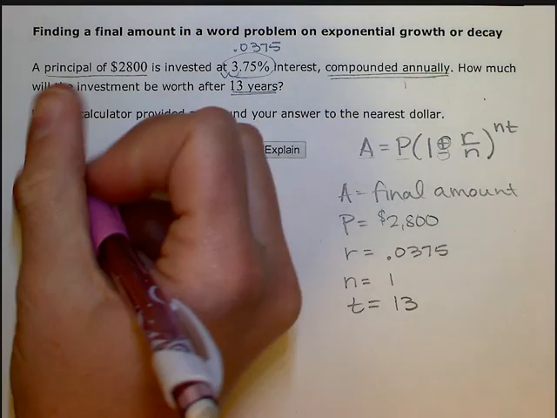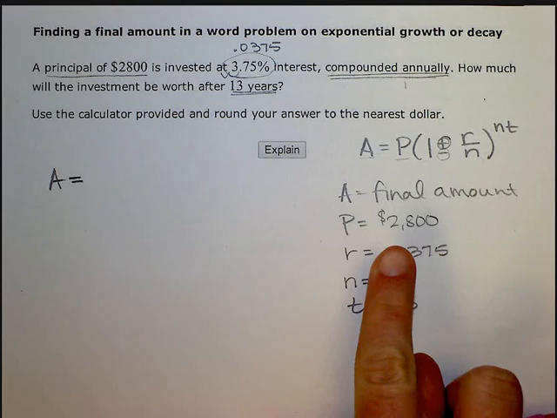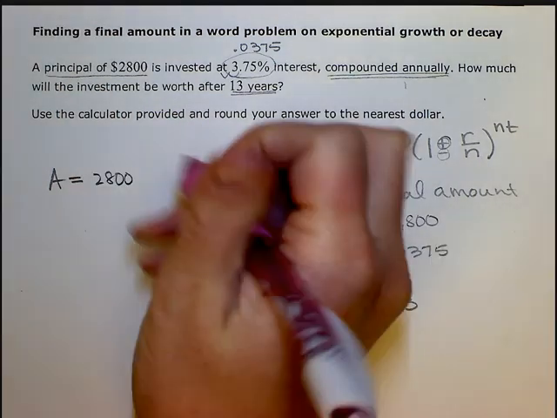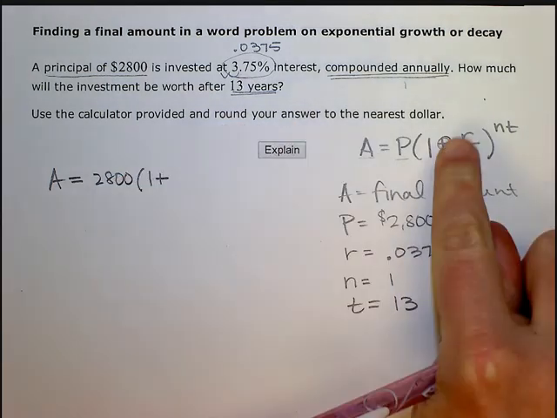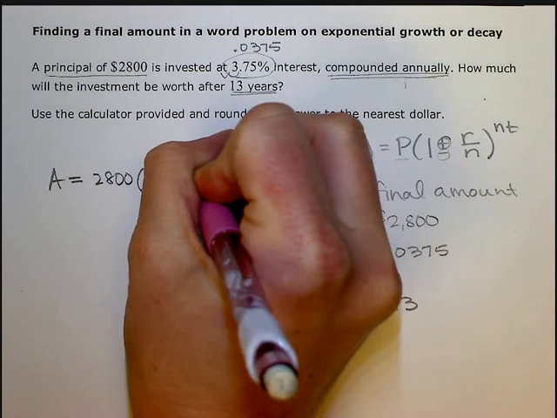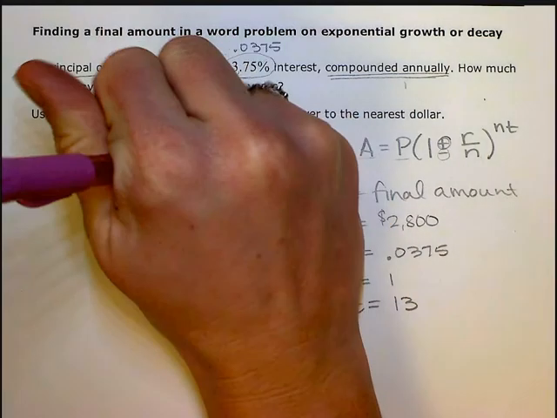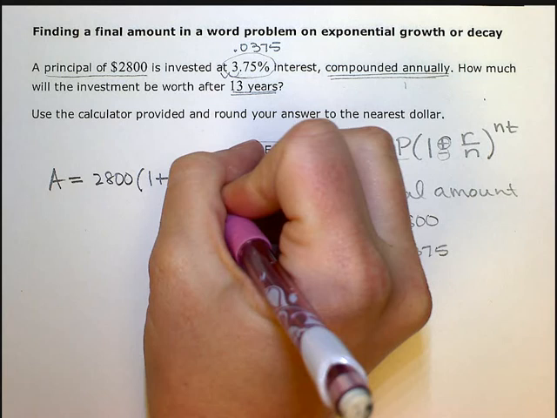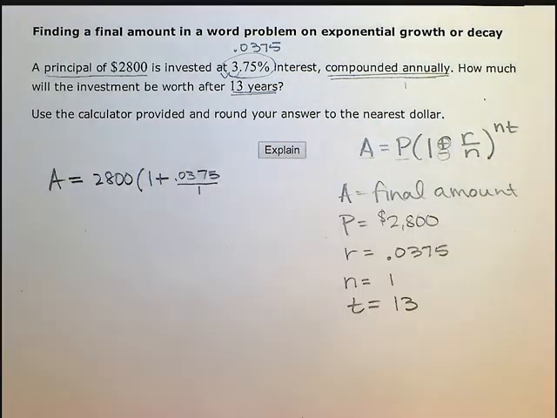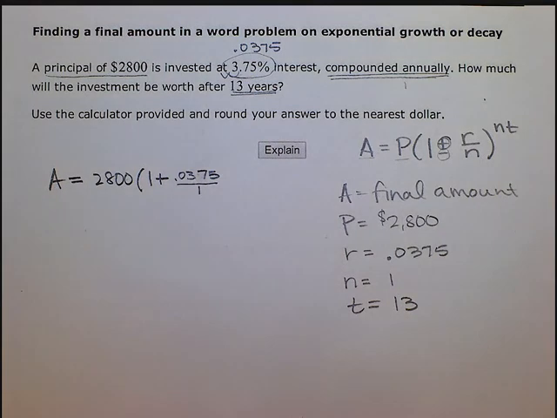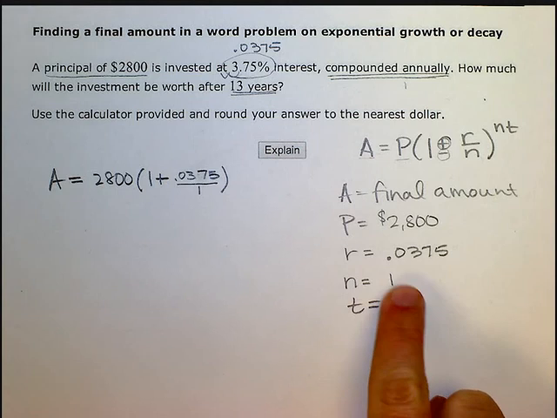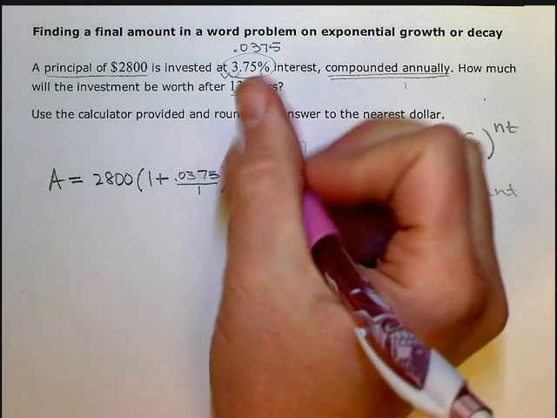So I'm going to have A equals my principal P, so $2,800, times 1 plus, because we're growing, my R, which is 0.0375, there we go, divided by N, which is really just 1. So do I have to put that? No, but it doesn't hurt to. And then raise it to the N times T. So 1 times 13 right here is just 13.